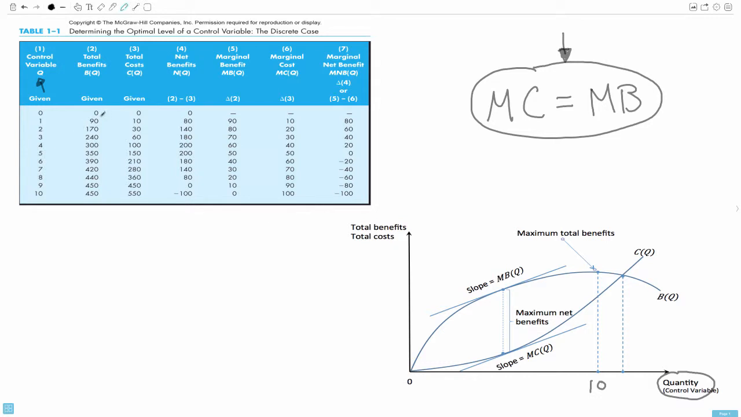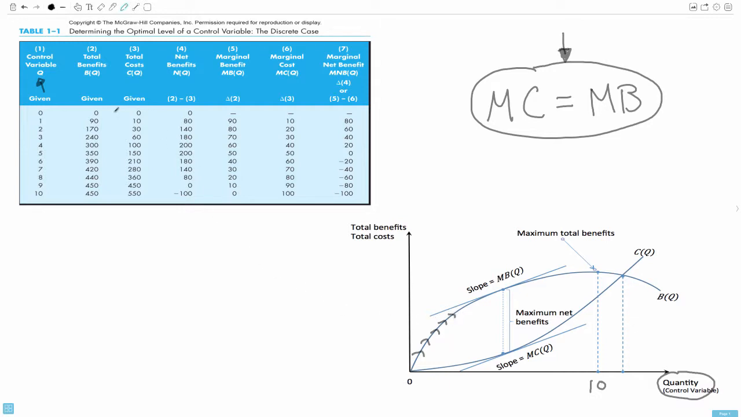So when you produce 0 gadgets, the total benefits are 0. When you produce 1 or 1 million gadgets, you produce 90, and this could be $90 million, 170 million, 240 million. As you can see, the total benefit B(Q) is growing, which is equivalent to going along this curve that we call total benefits.